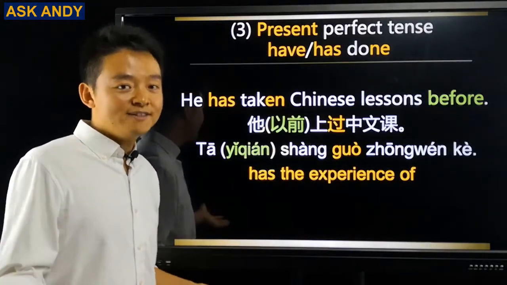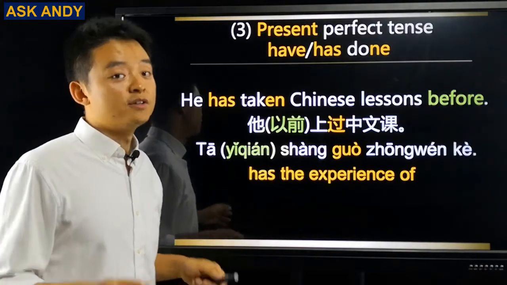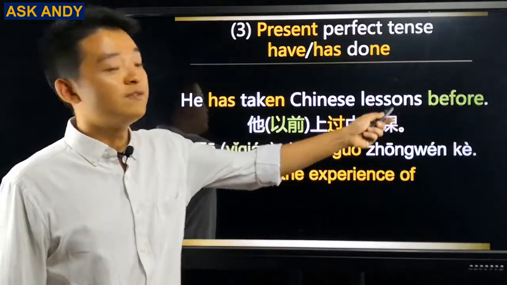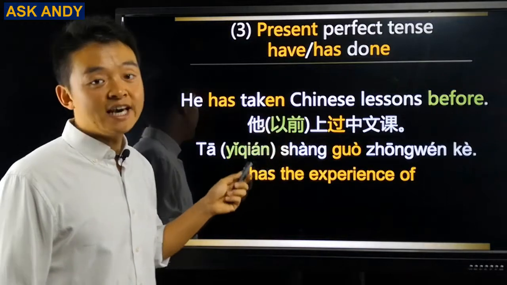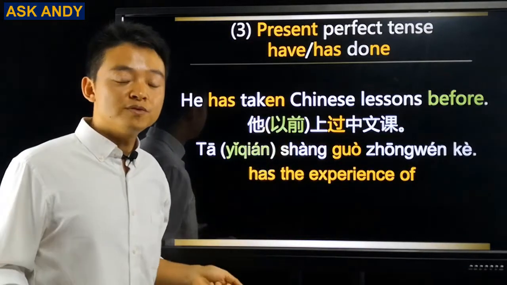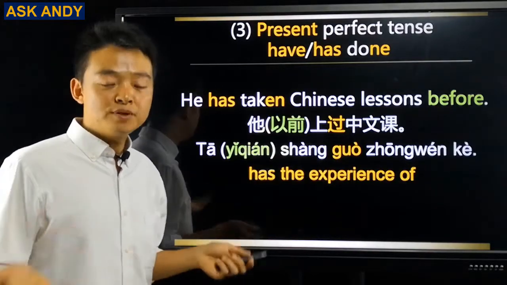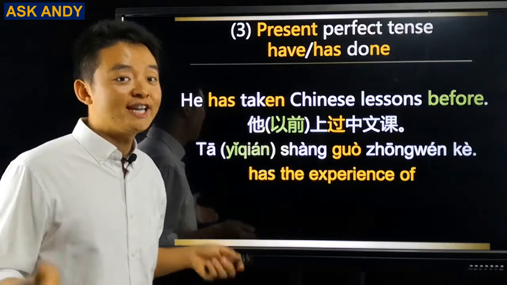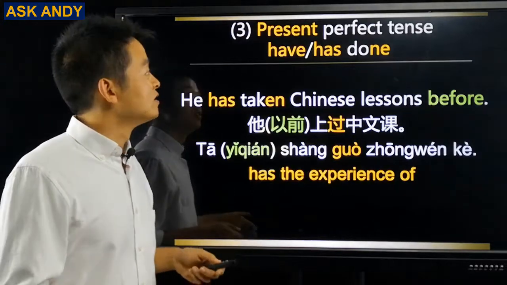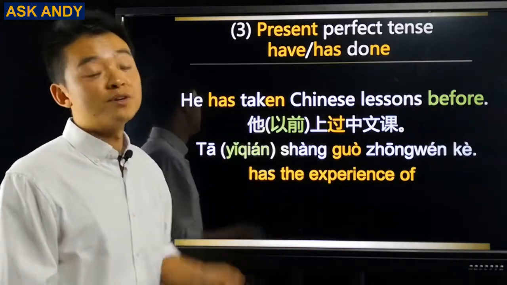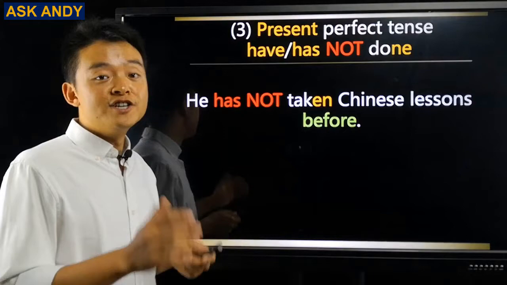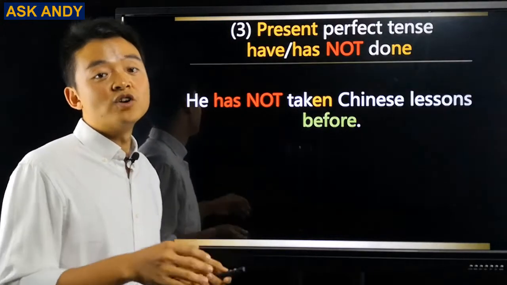Easy to understand, right? You may notice the different word order for time words in English, before, and Chinese, 以前, in a sentence. I made a video before talking about the different word order in English and Chinese. I put the link in the description below. You can check it out there. Then, let's move on with the negation of verbs in present perfect tense. Have has not done. That will be haven't done or hasn't done.